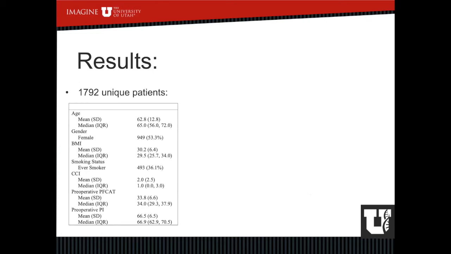So for results, we had nearly 1,800 unique patients. They were approximately 62 years old and roughly equally distributed among men and women. The preoperative Charlson Comorbidity Index was approximately 2, and the preoperative physical function score, which we looked at those anchors previously, was 33. So our patients were approximately 2 standard deviations below the mean in terms of their physical function, and approximately 2 standard deviations above the mean in terms of their preoperative pain interference.